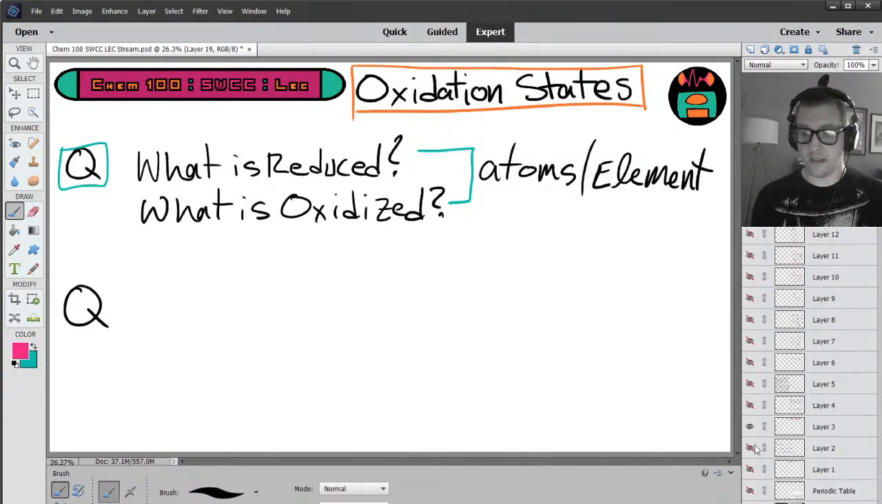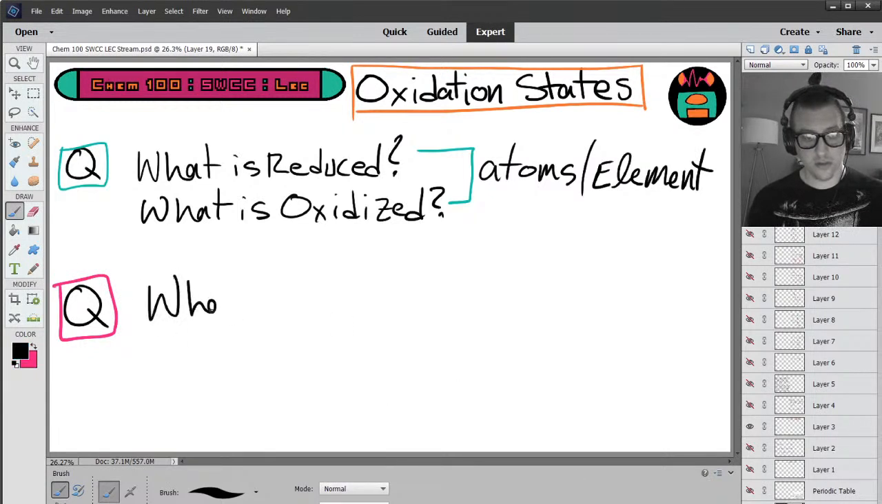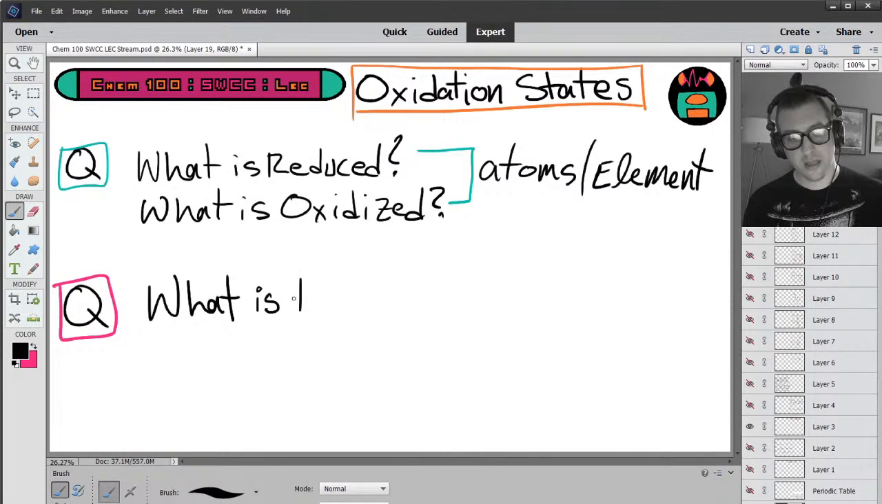Conversely, when you are asked either of these two questions, what is the reducing agent?